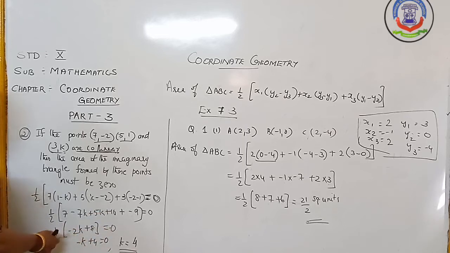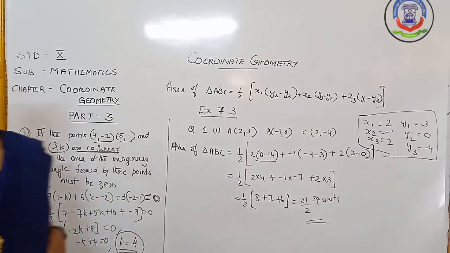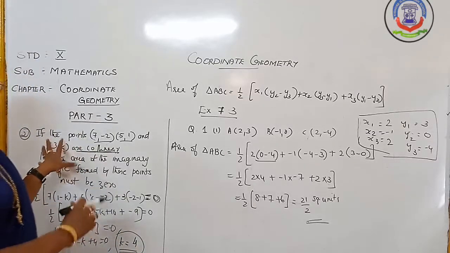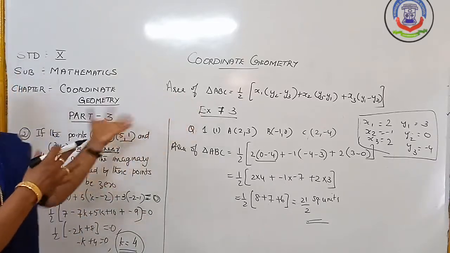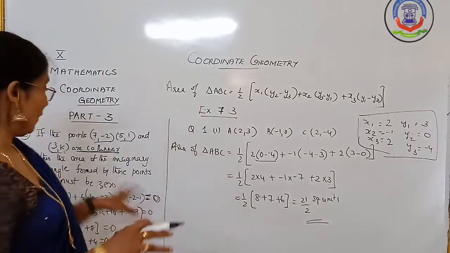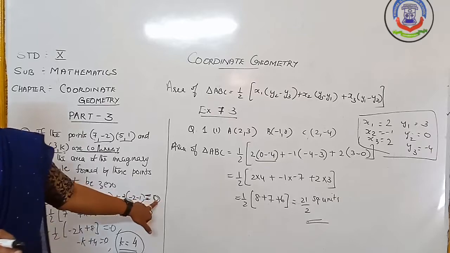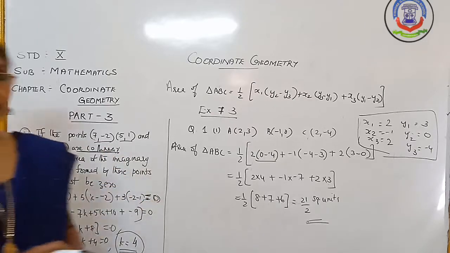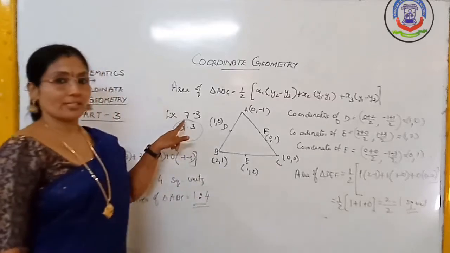2 you can take outside and it will cancel. So minus k plus 4 equal to 0. So what is the value of k you got? k is equal to 4. That means you have to substitute the values of x1, y1, x2, y2, x3, y3 in the area of triangle ABC, and finally equate it to 0, because the points are given as collinear. Now look at question number 3 of exercise 7.3.